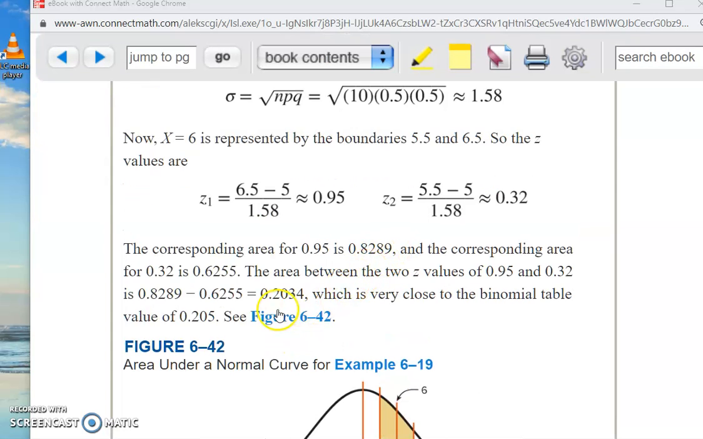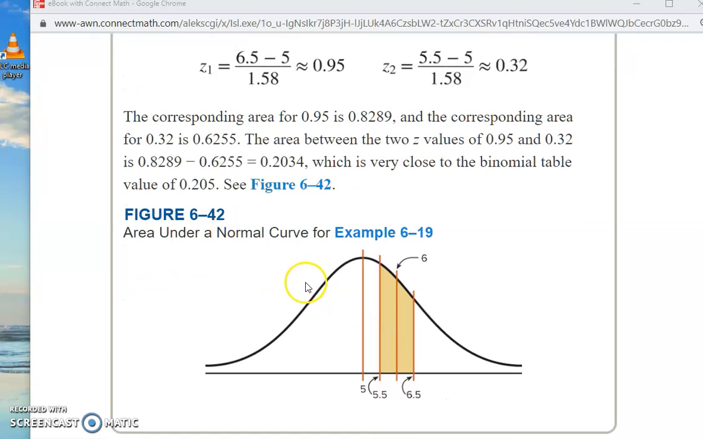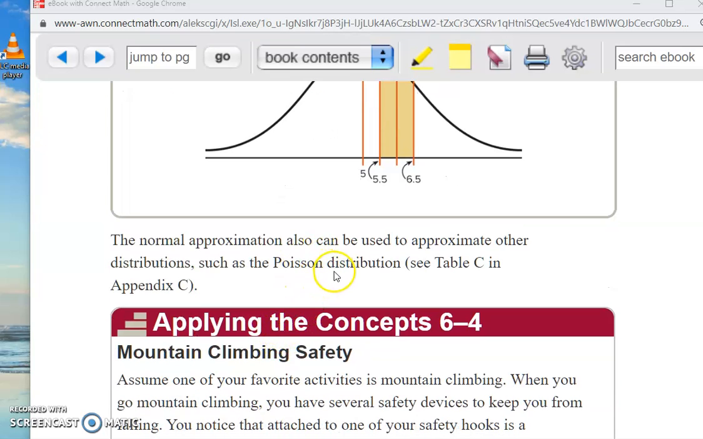And what does that give us? The area between the two z values is 0.2034. Okay, now, 0.2034, he says, is very close to the binomial table value of 0.205. Okay, so that's kind of a judgment call. You'd have to decide ahead of time how close you want it to be, but it's pretty darn close. Okay, so that's the concept. Something else he talks about here is how the normal distribution is also used to approximate other distributions, such as the Poisson distribution.